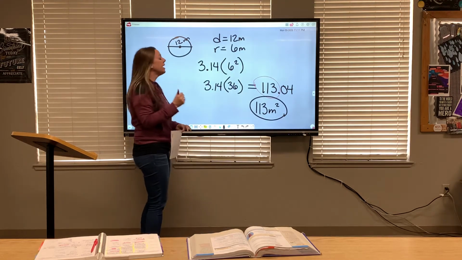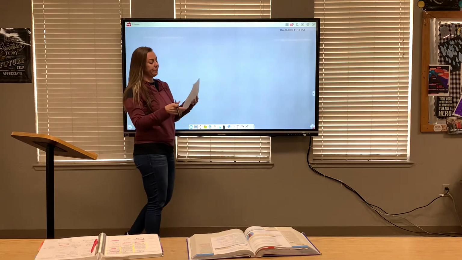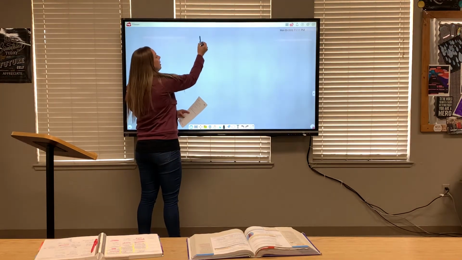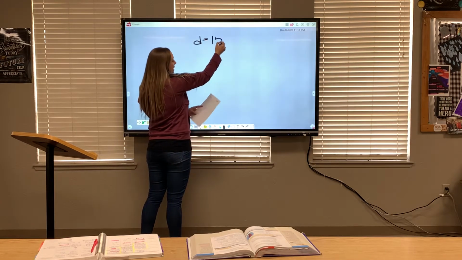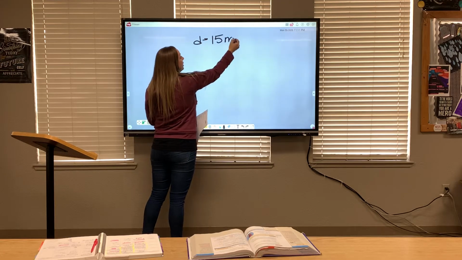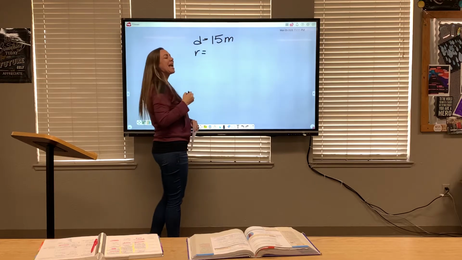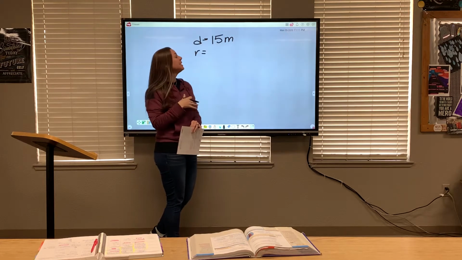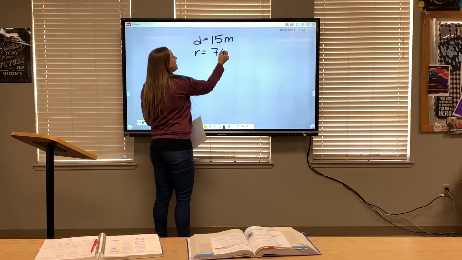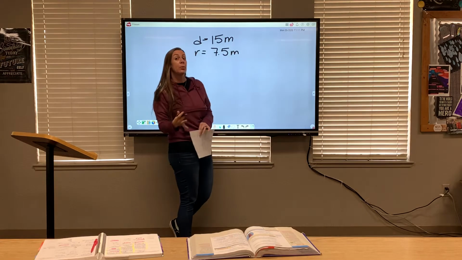Okay, we'll do one more together, and then I'm gonna set you free. So number 6, your diameter here is 15 meters. This is a little more difficult. So my radius, I'm gonna take half of that 15 meters. So I have 7.5 meters is my radius.